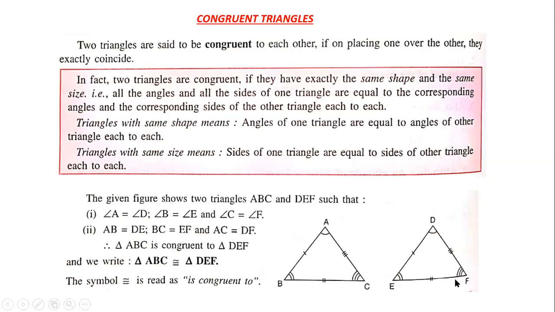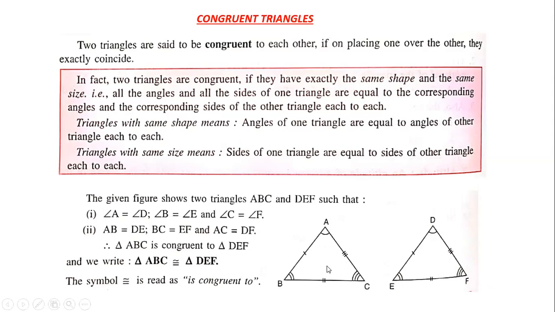And triangles with the same size means the sides of one triangle are equal to the sides of the other triangle. In these two triangles, AB is equal to DE, BC is equal to EF, and AC is equal to DF. That is, all the angles and all the sides of one triangle are equal to the corresponding angles and corresponding sides of the other triangle, each to each.